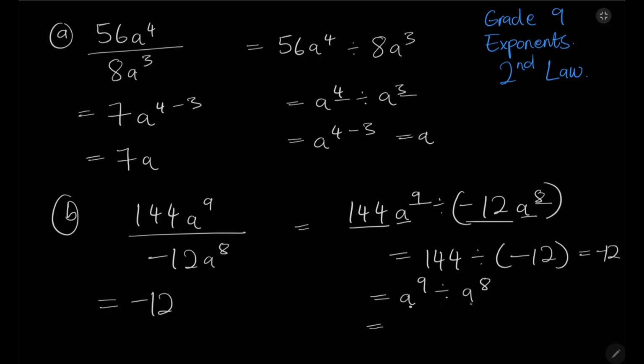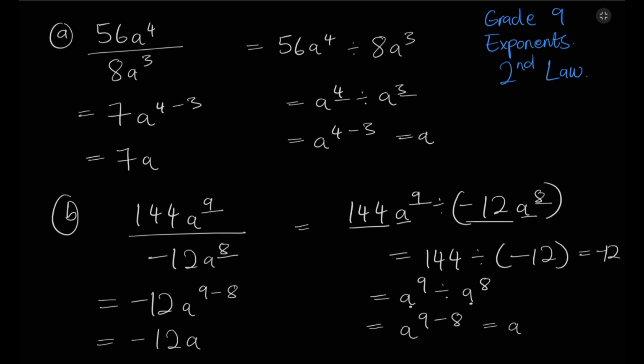We have the same base, which is a, right? So this is a, then 9 minus 8, which is a to the power 1. You can just write this as a. So you can also show this here as a, 9 minus 8, because this is this, minus that, which is negative 12, a to the power 1. But you can just write this as a.